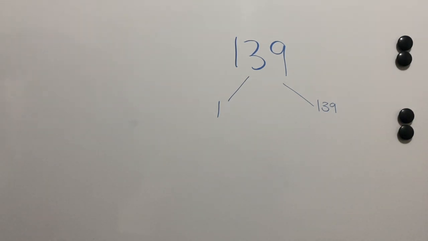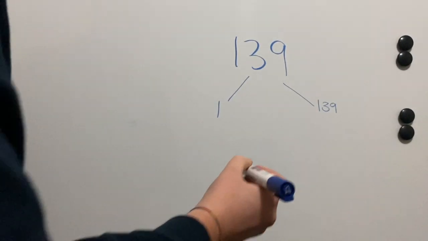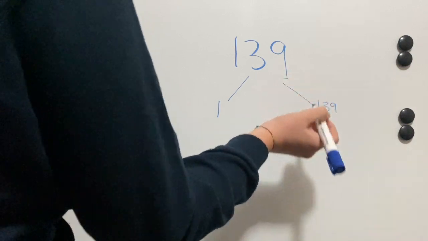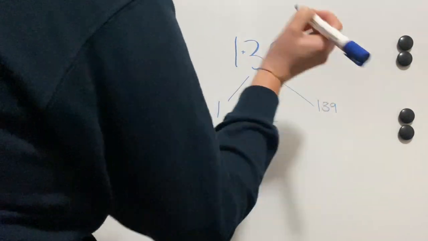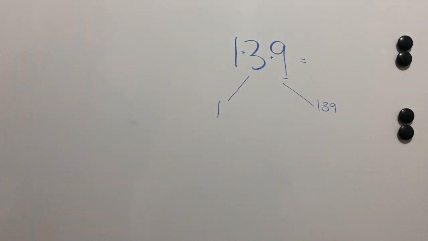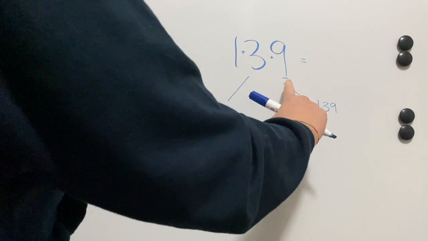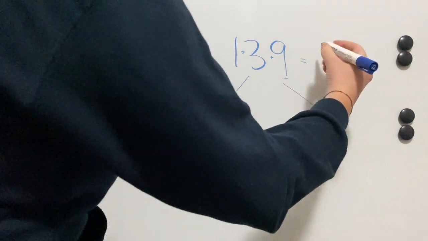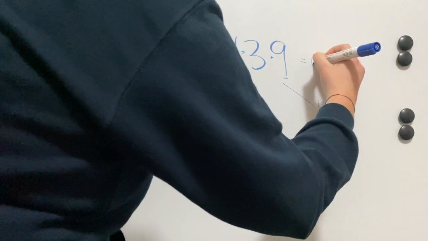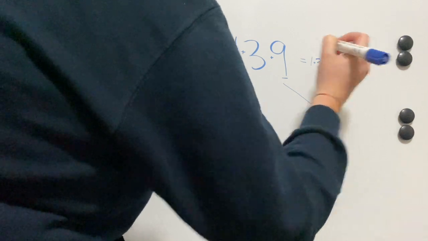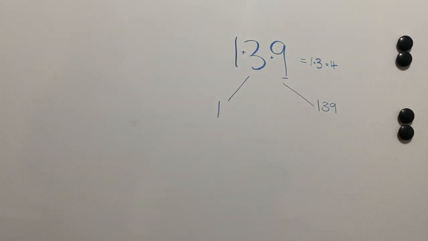I think that just by looking at the last digit in the 1s column, it might be divisible by 3. So I'm going to go ahead and test that by adding up the digits to see if that number is divisible by 3. 1 plus 3 is 4, plus 9 is 13. And then I'm going to add those two digits together and I get 4, which is not divisible by 3.